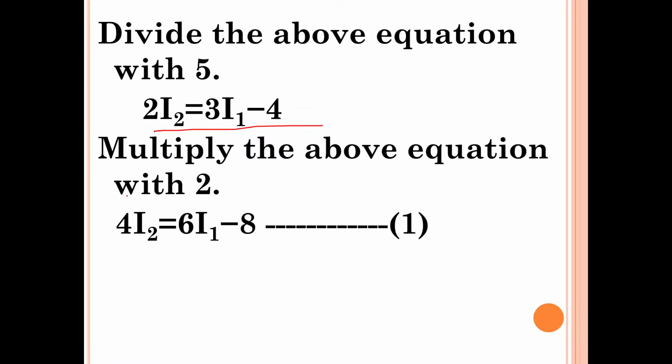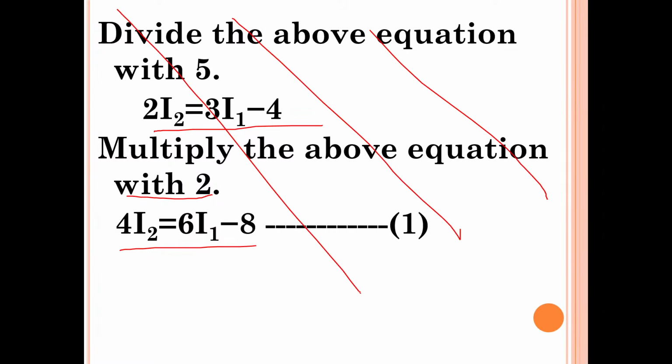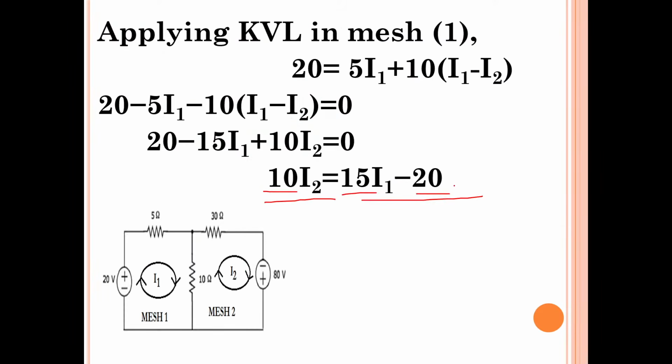Later on I have multiplied with 2 so that it will be easy for me to simplify with equation number 2. So I have already done that here itself. I simply divided by 5, and later on I multiplied with 2. No need to do this at all, because these sort of thoughts will not come to our mind. Everyone will not get this sort of thought. It's not compulsory to do this. Simply you can consider this equation as 1.